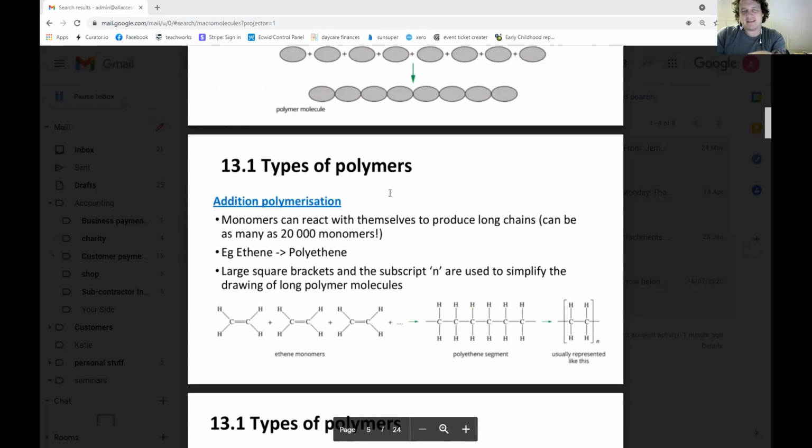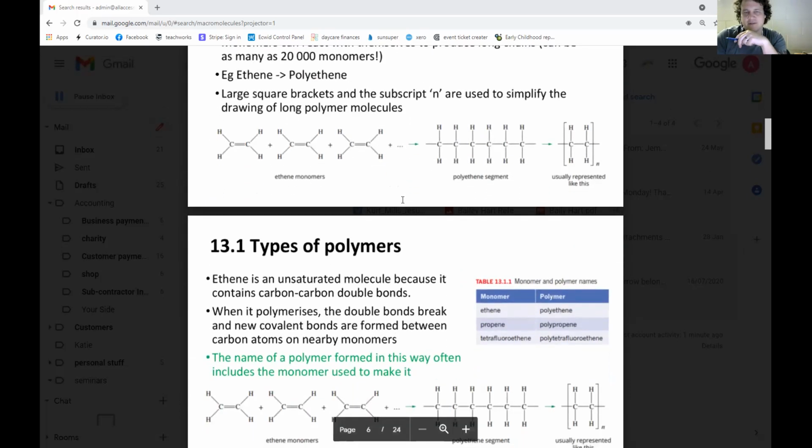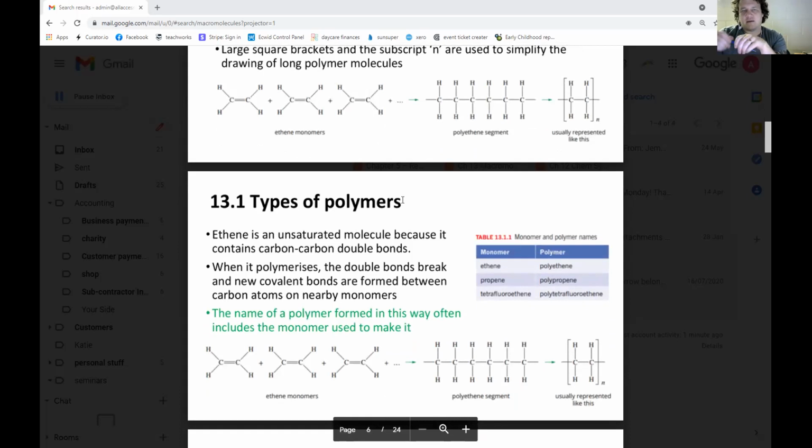What we do to make plastic is we take ethene, we add them together to produce polyethylene, or polythene as it's more commonly known. And we can do this effectively forever. We can make as many as we want. Ethene is the monomer, polyethylene, you just add poly in front of it.